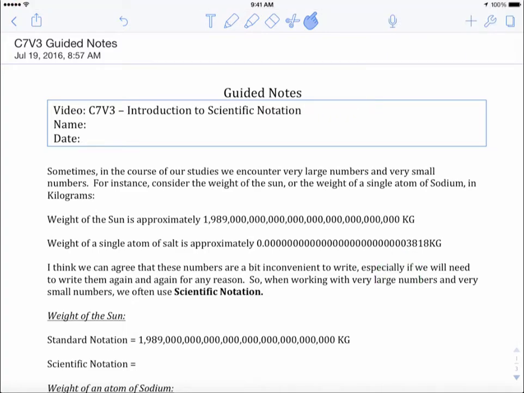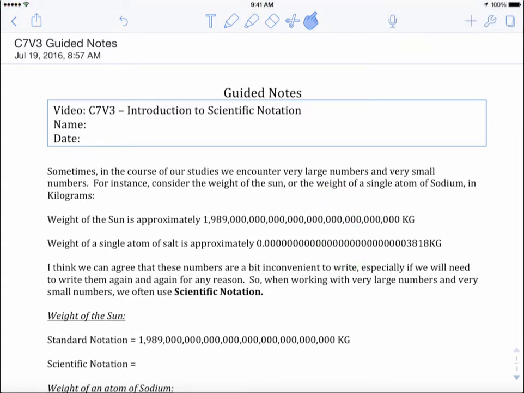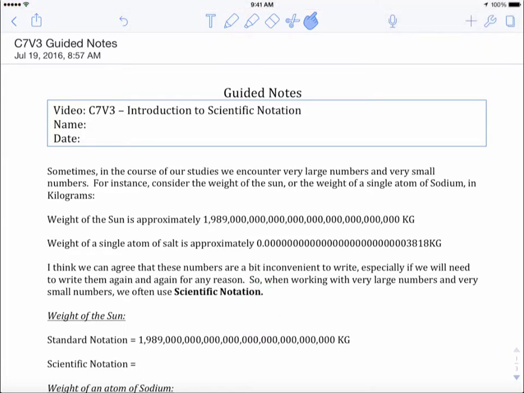And I hope we can agree that both of these are pretty inconvenient to write. And imagine doing a problem in which we need to write these numbers again and again. That would be, well, pretty inconvenient. And so when we're dealing with these types of numbers, very large and very small numbers that would be inconvenient to write and would take up like half our page, we sometimes turn to scientific notation, which is just a different way of writing these numbers that will be easier to work with and might help uncover some of the relationships between the numbers.